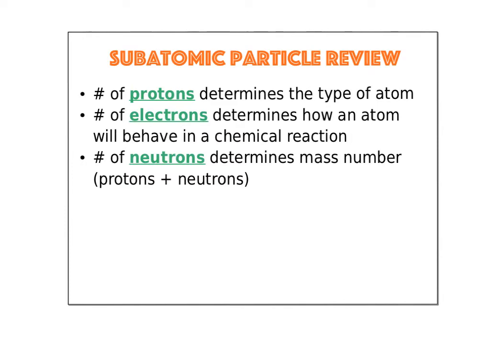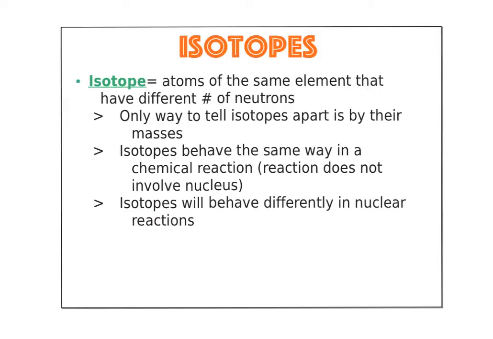The number of electrons will tell us how an atom will behave in a chemical reaction. And remember, the number of protons minus the number of electrons equals the charge of the ion. So really messing with the number of electrons is going to create an ion. Remember, ions are atoms with a charge. And last but not least, neutrons will change the isotope, and neutrons determine the mass number. Protons plus neutrons equals the mass number. So by changing the number of neutrons, you are changing the mass number of the atom.